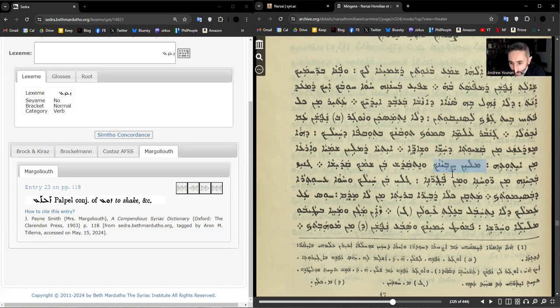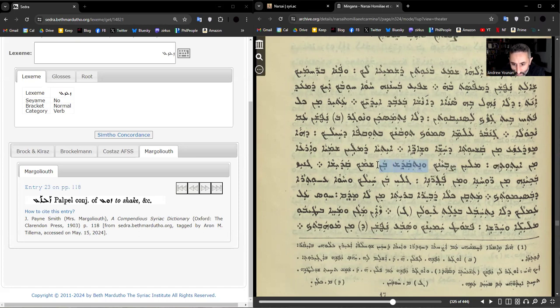Mlin solyanach, this is an object ending. So mli is the imperative. Fill, mlin, fill us. Mlin solyanach, fill us your will. It's kind of fill us with your will.